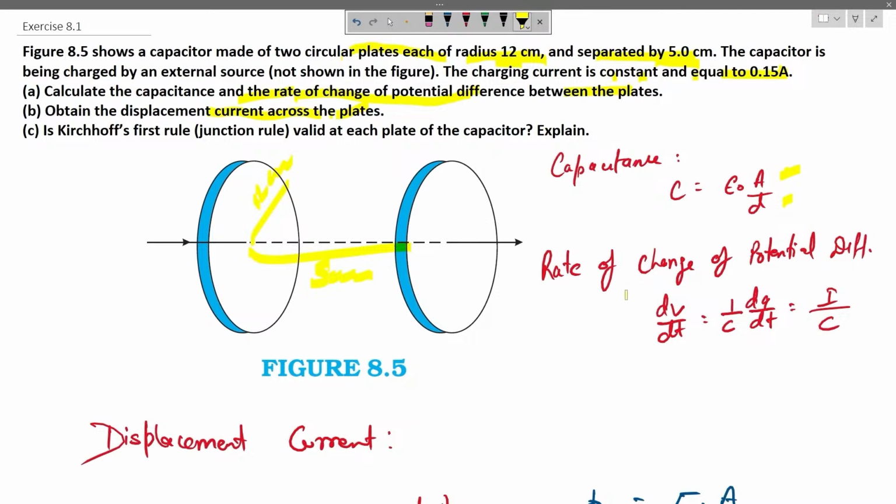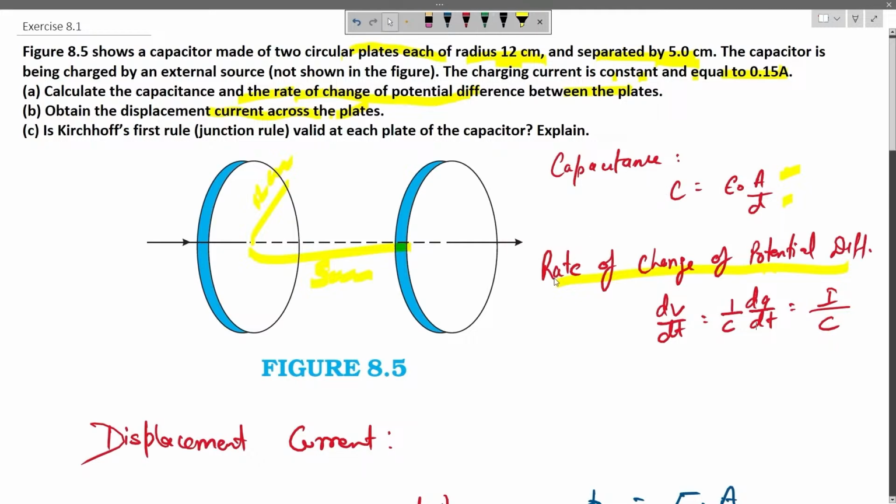We also know that the rate of change of potential difference is dV by dt. Now V in terms of the capacitance is defined as Q by C, where Q is the quantity of charge. If we differentiate V with respect to t, we come to the expression 1 by C dQ by dt, and we can write dQ by dt as I, that is current. So the rate of change of potential difference would be equal to I by C.